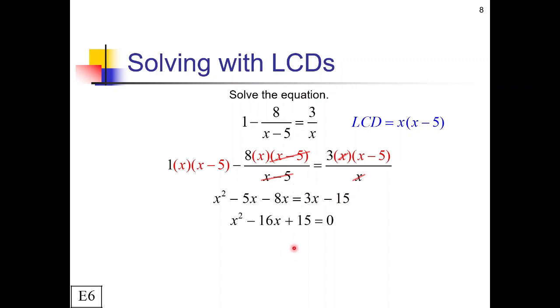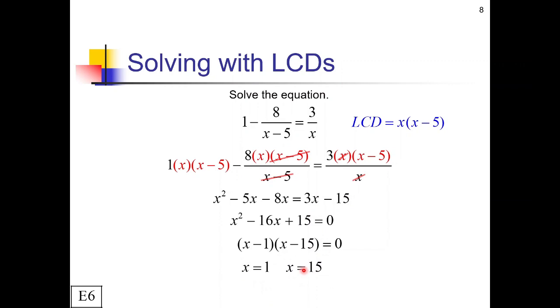Well, let me try to factor this. Things that multiply to 15 and add up to negative 16, 1 and 15 actually works if they're both negative. So we have x minus 1 and x minus 15 equals 0. So zeroing each of these out, we then see that we have x equals 1 and x equals positive 15.